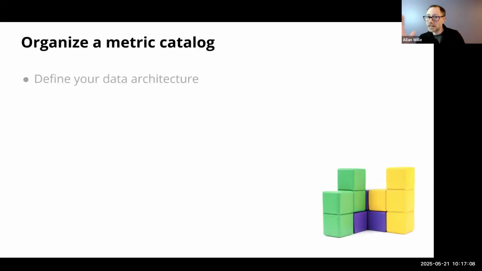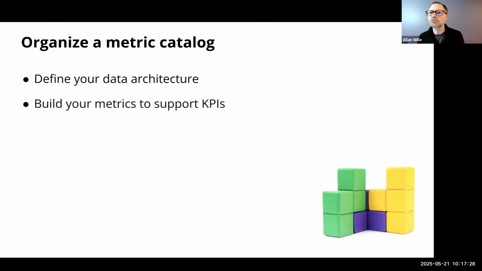Okay, so let's take that needs analysis and apply it to actually building out and organizing your metric catalog. Once the data has been understood, and what the gaps are, and what you have, and how you want to structure it, you're going to define the data architecture so that it can support the metrics and the goals that you want to move forward with.